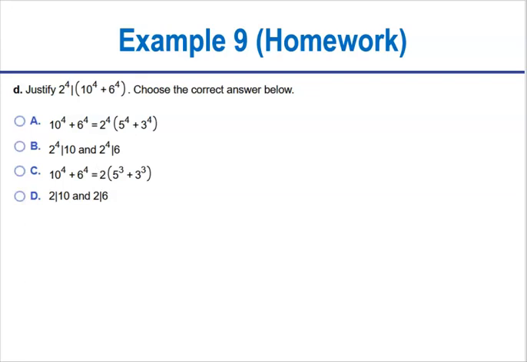All right, so what in the world are we doing? 2 to the 4th, 10 to the 4th plus 6 to the 4th. Now, if we can figure out if 2 to the 4th divides 10 to the 4th, and 2 to the 4th divides 6 to the 4th, we will have justified that 2 to the 4th divides the sum, because it has to divide both of them. It can't just divide one or the other. It has to do both.